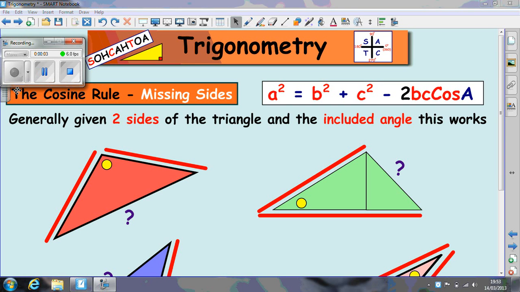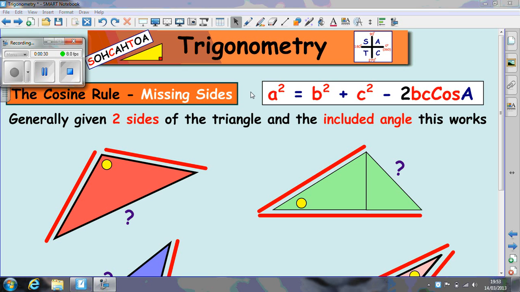In this lesson, we're going to look at how to use the cosine rule to find a missing side. So you can see in this example, the cosine rule to find a missing side starts with a small letter. In the formula sheet, you'll see two cosine rules, one for working out the size of a side and one for working out the size of an angle. The small letter a squared start is the one for working out the length of a side.